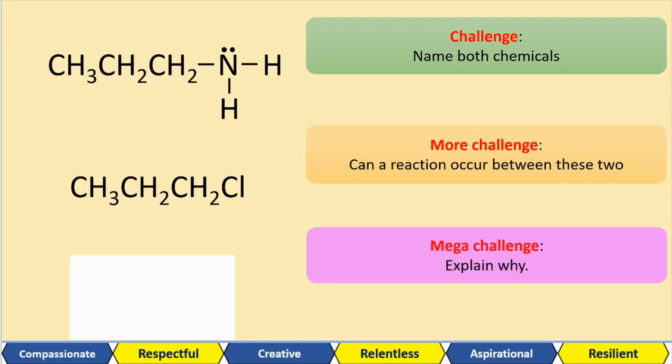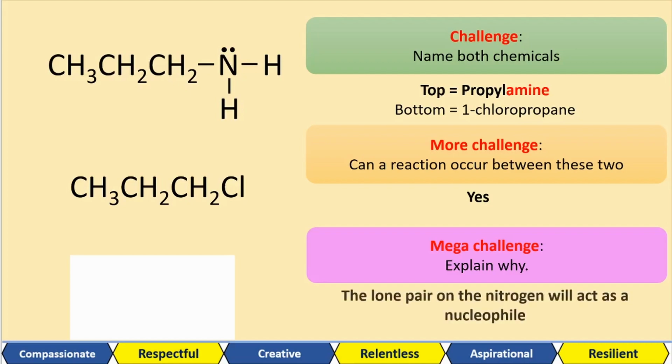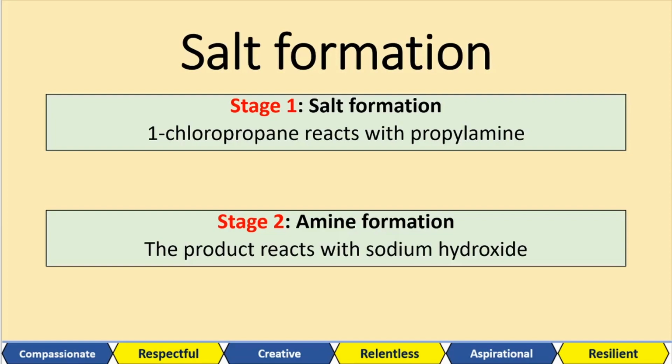Well, the top one, that is propyl amine, and the bottom one is 1 chloropropane. Can a reaction occur between these two? And that's yes. And asking why? We already saw it's because of that lone pair on the nitrogen, which will act as a nucleophile. It still has that lone pair there. So now let's look at what happens when propyl amine, because remember it's got that lone pair there, can still react with the haloalkane.